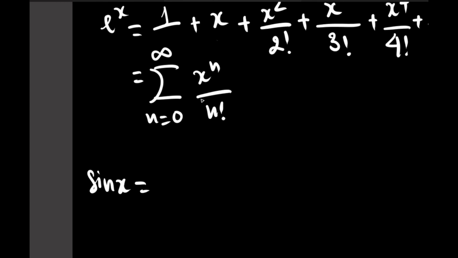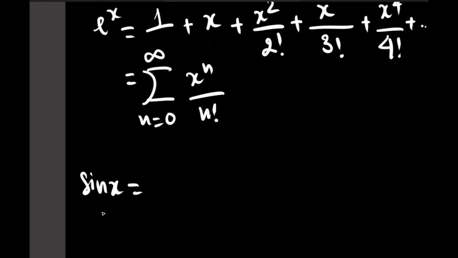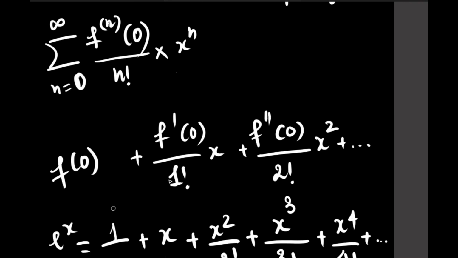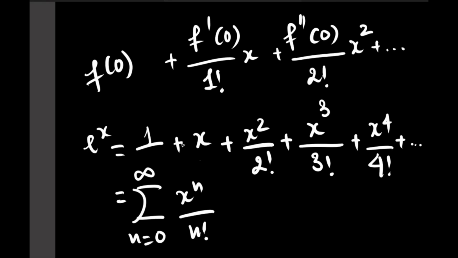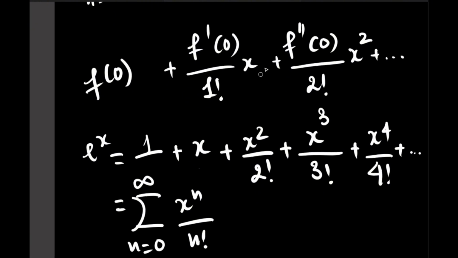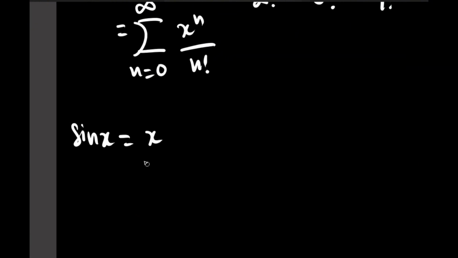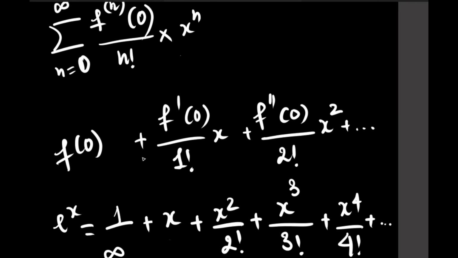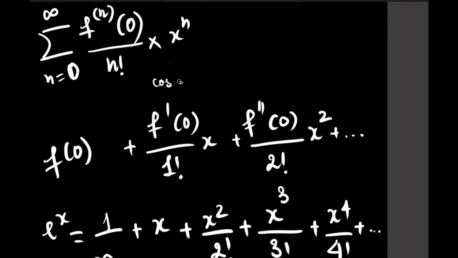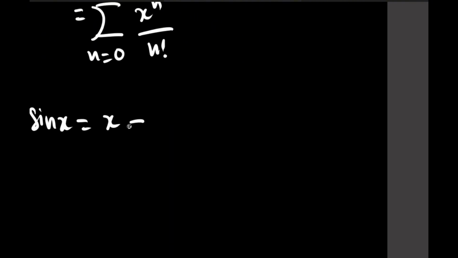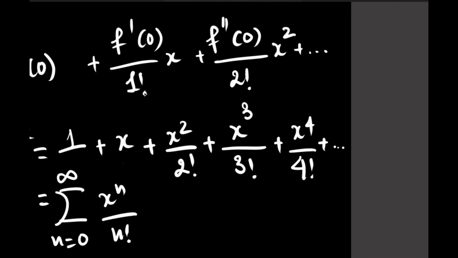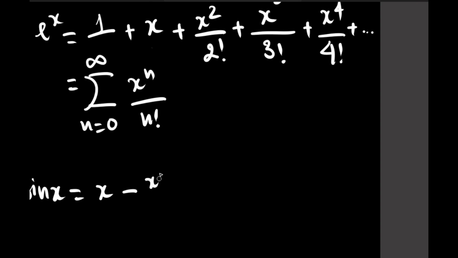The derivative of sine x is cosine x, right? And cosine 0 is 1. So 1 over the factorial of 1 multiplied by x, so we're going to start with x. Next, we have cosine x, so the derivative of cosine x is going to be minus sine x. Remember, there is a change in the sign of the terms, so we're going to have a minus.